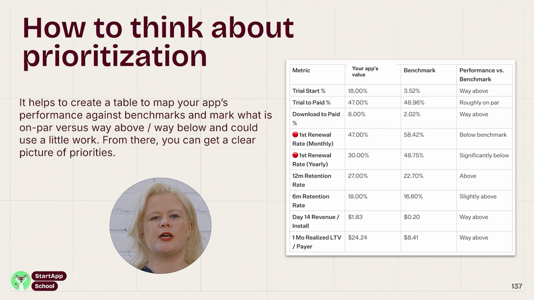After this lesson, you will understand how to prioritize initiatives based on the size of the business opportunity and which stages need your attention most.